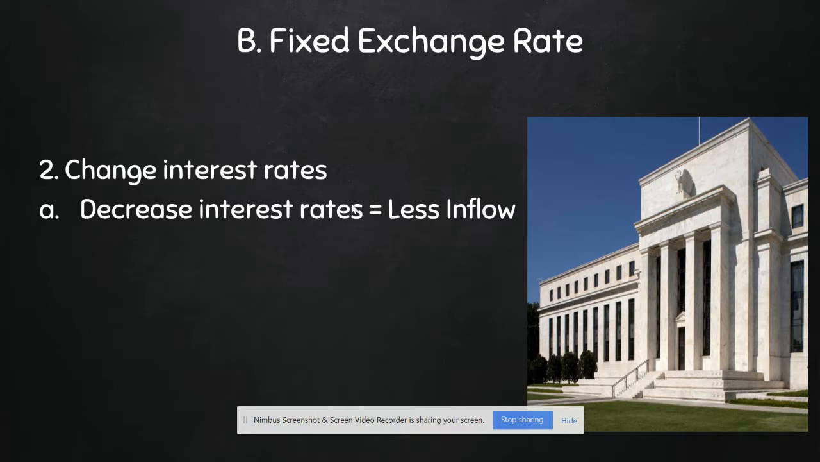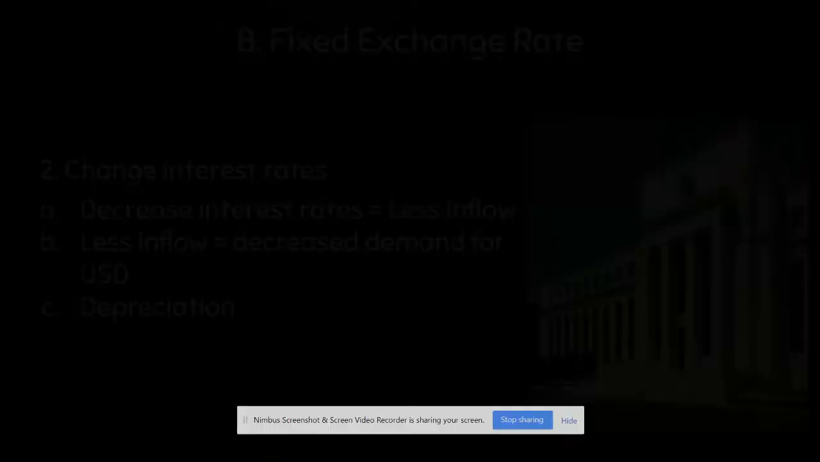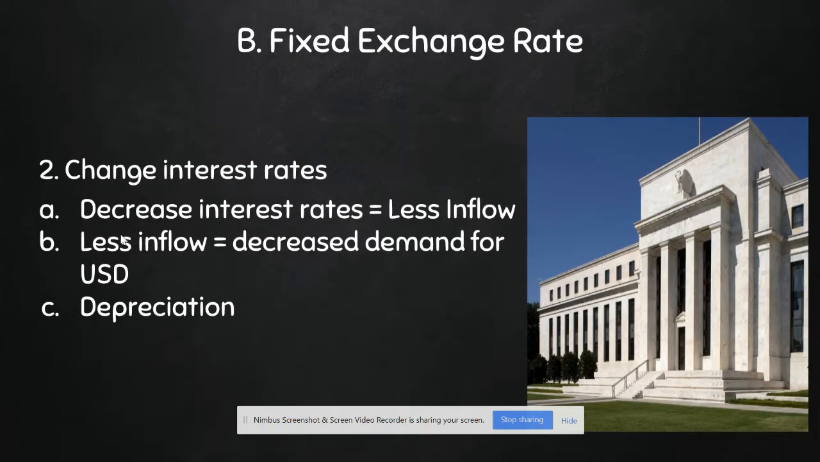Fewer foreign investors are going to invest in my businesses. So there's less inflow to the United States. When there's less inflow, there's lower demand for the United States dollar. When there's lower demand for the dollar, it depreciates. And I can do this the other way as well. I can increase interest rates, making my assets more attractive, which increases inflow, increases demand for the US dollar, and appreciates my currency. So the government can enact these changes in interest rates to try and manipulate the currency.